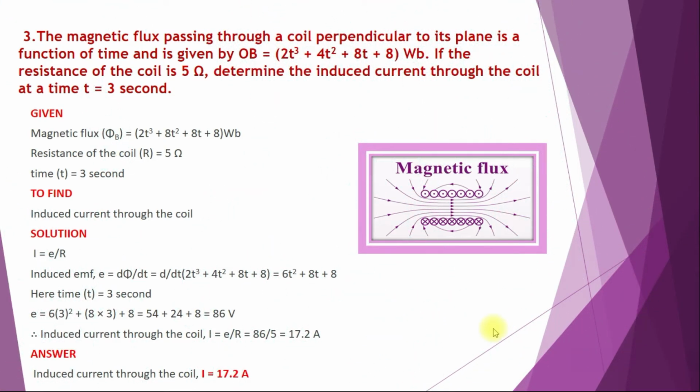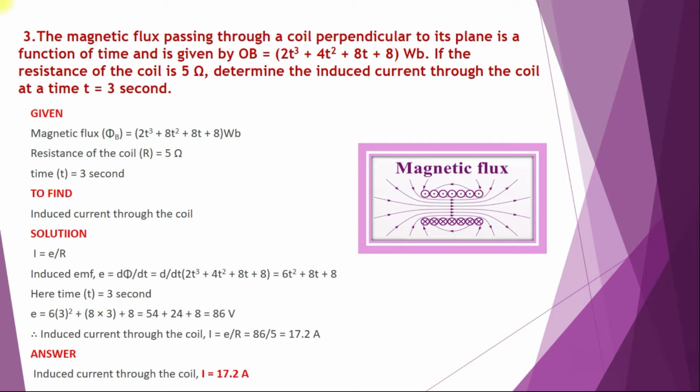Problem 3. The magnetic flux passing through a coil perpendicular to its plane is a function of time and is given by phi is equal to 2t cube plus 4t square plus 8t plus 8 Weber. If the resistance of the coil is 5 ohm, determine the induced current through the coil at a time t is equal to 3 seconds. So we will start the problem with the given data.